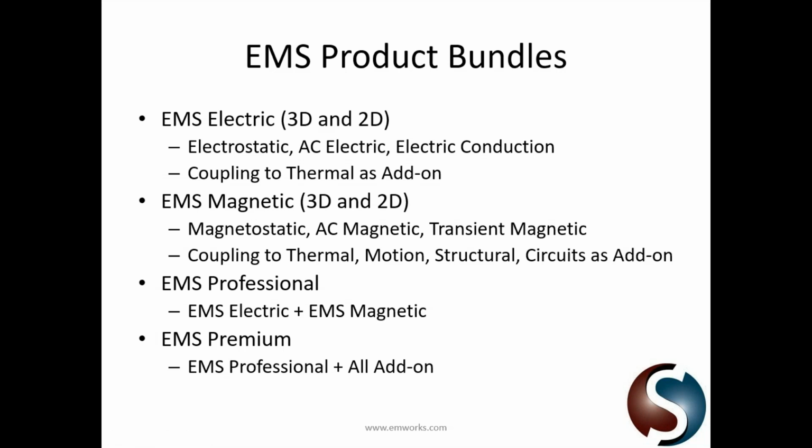Now, EMS can also do 2D axisymmetric and 2D planar type of simulations on both electric as well as magnetic types, which we will cover in a later webinar during the course of this year. Okay. So EMS electric, EMS magnetic, then there is EMS professional, which contains both EMS electric and magnetic, and finally EMS premium, which contains both electric, magnetic, and all the add-ins that are available in the form of thermal, motion, structural, and circuits. During the course of this year, we will try and cover all features of EMS via several webinars. So please stay tuned for our webinar series.